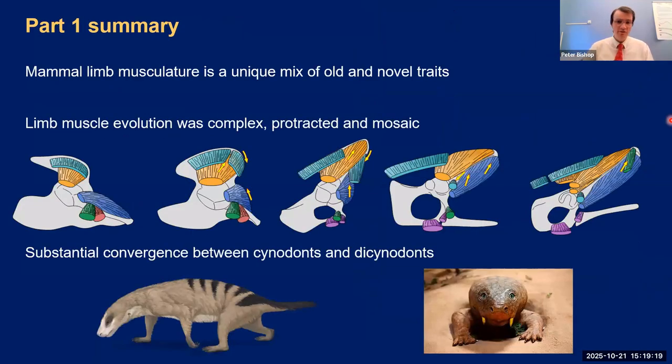And so to summarize these results from part one, we can see that the distinctive musculature, the distinctive anatomy that characterizes modern mammals today is actually a unique mixture of very ancient as well as very recently evolved traits. And the overall history of limb muscle evolution was a complex and protracted and mosaic series. It wasn't a linear, gradual narrative. We've also identified some interesting instances of convergence between separate, only distantly related groups, which has important implications for higher level questions like deep homology. And these are things that still need to be investigated further in the future.